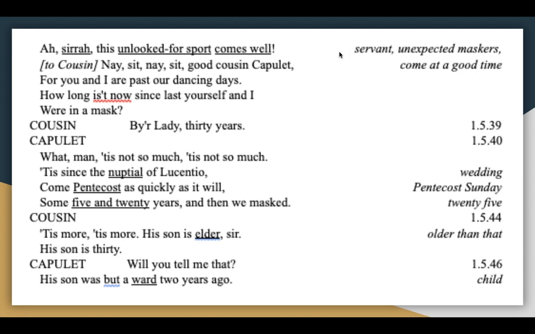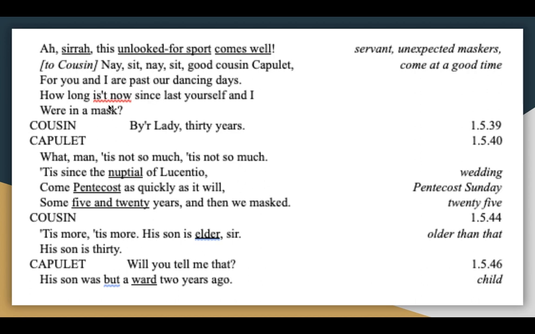"This unlooked-for sport comes well." So this unexpected fun is great. "Nay, sit, nay, sit, good cousin Capulet." So he's speaking to his cousin. This is Lord Capulet speaking still. "For you and I are past our dancing days."